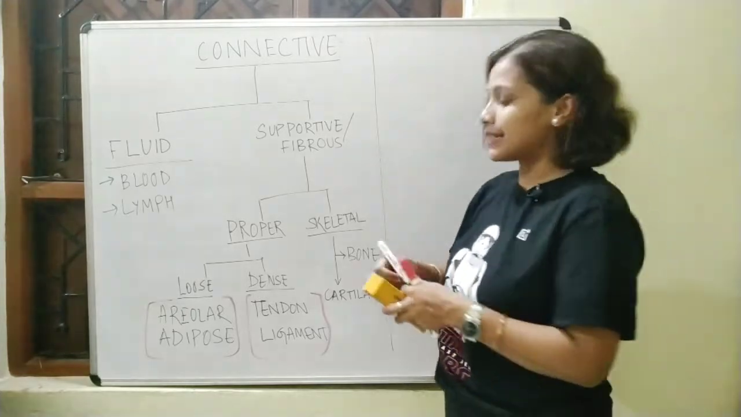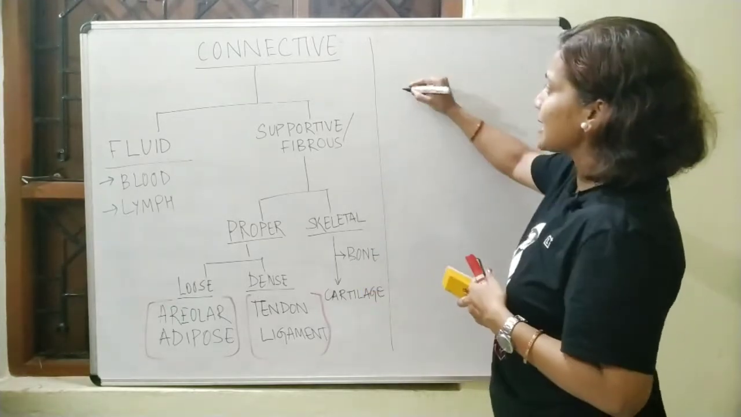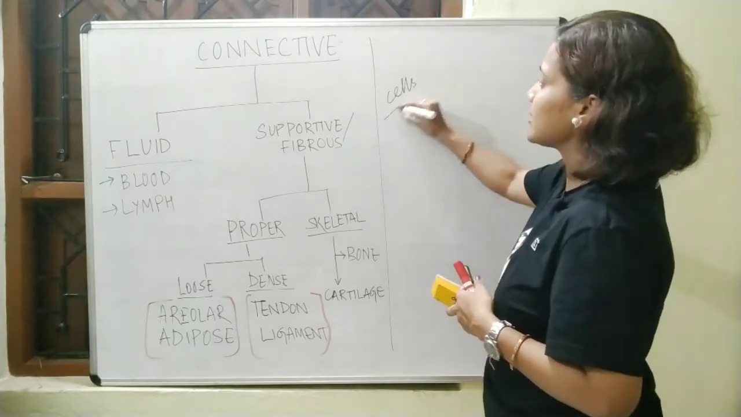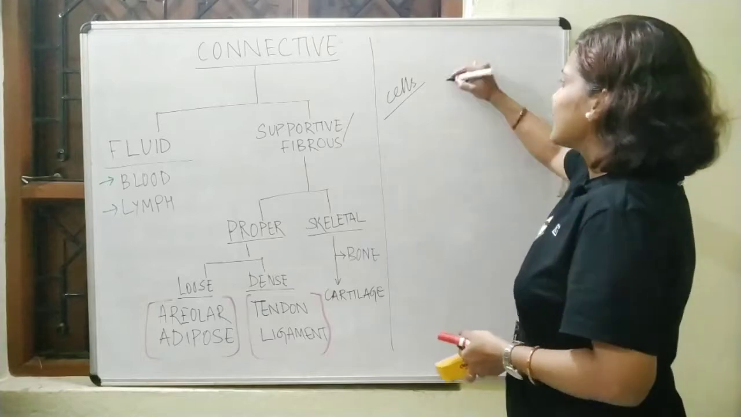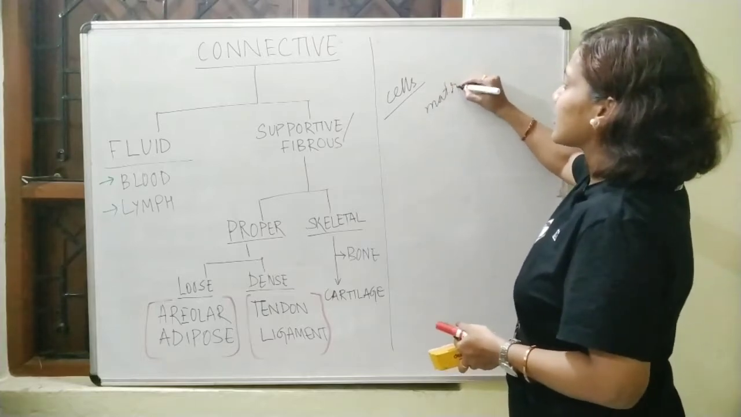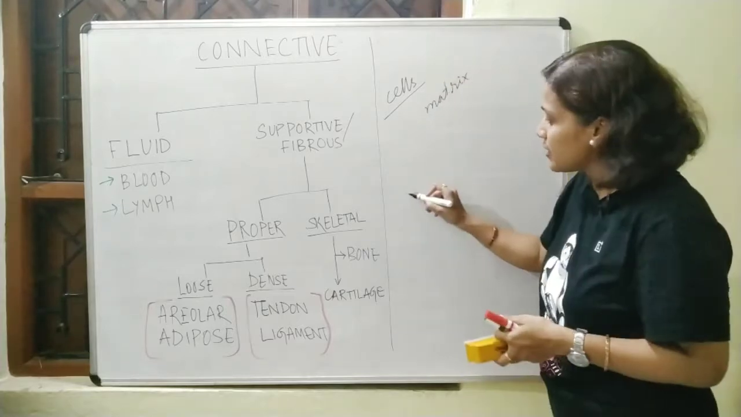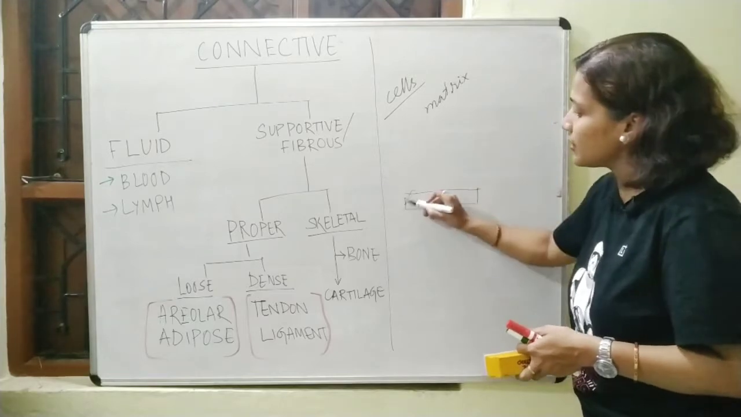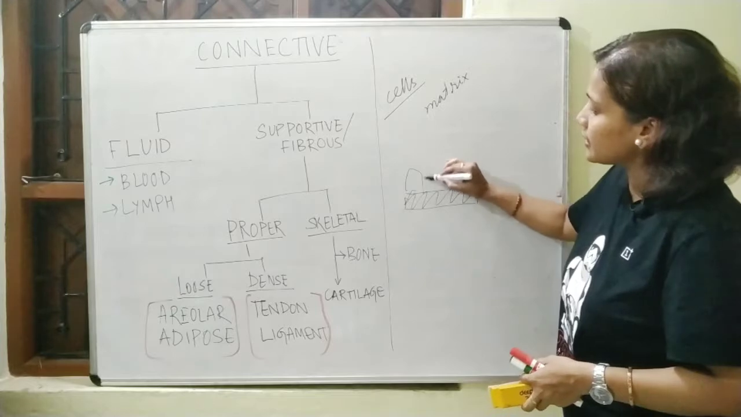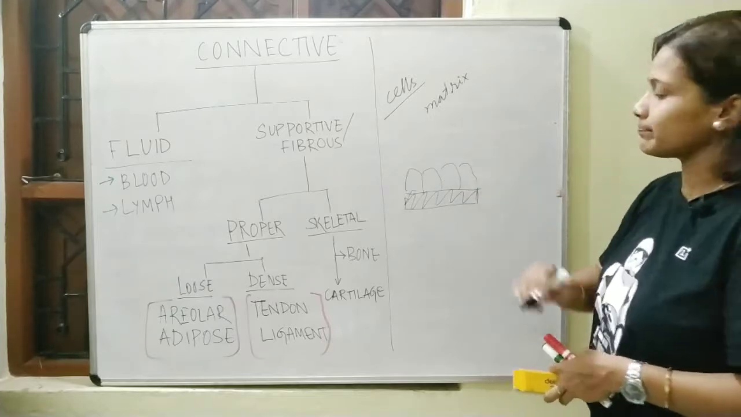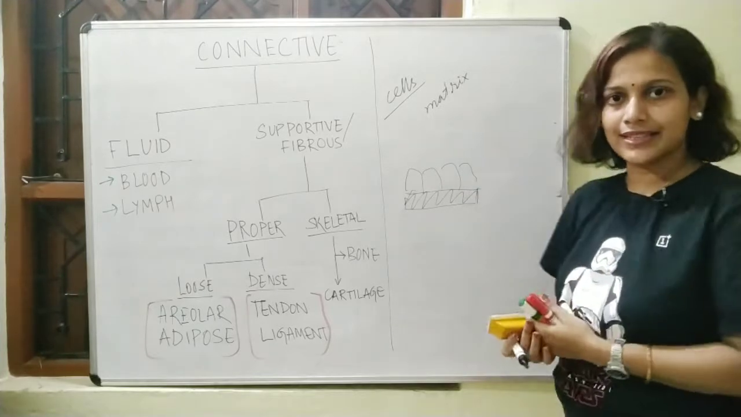Now, as I said, connective tissue mainly has three important things. One is your cells. Obviously it's a tissue, so it will be having cells. Then it has a matrix, that is the ground substance. Ground substance means if this is the ground or the bed, on top of it the cells will be there. I hope this thing is clear.